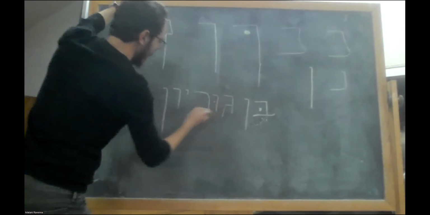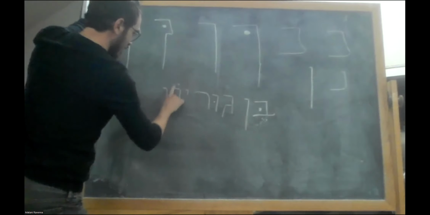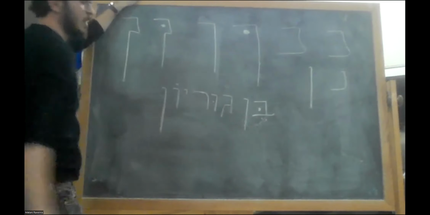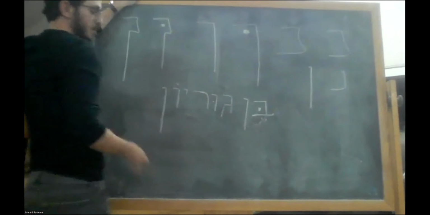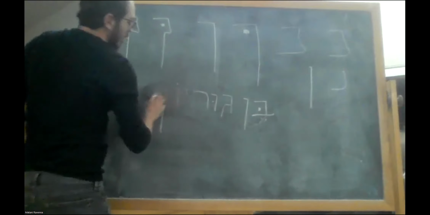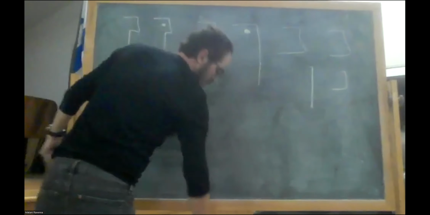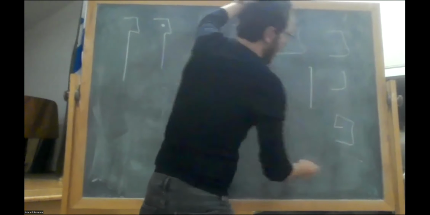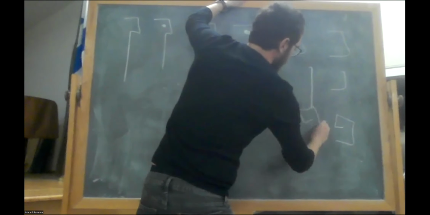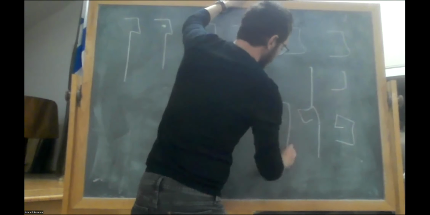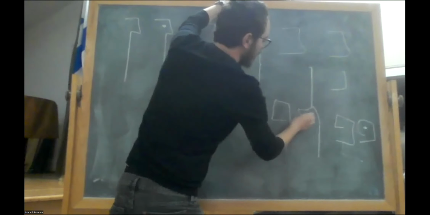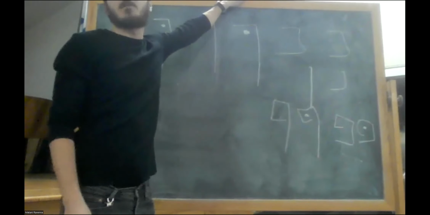Ben Gurion. Two final nuns, and we got a surprise bet with an emphasis. Continuing on. We had pay. Its final version will look like this. Same thing with the emphasis or no emphasis. It doesn't change for the final version.